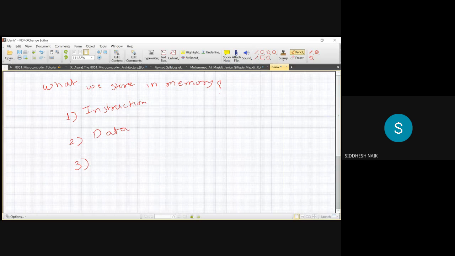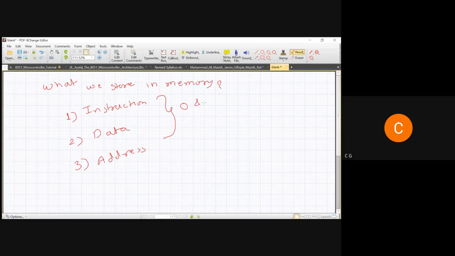Yes, so it is a memory address location. Right, the address of something. It can be a memory location, it can be an interrupt, it can be some port, external port, internal port. So these are the three things we store in memory in the form of 0 and 1. Basically it is 0 and 1, or sometimes it is in hex numbers.